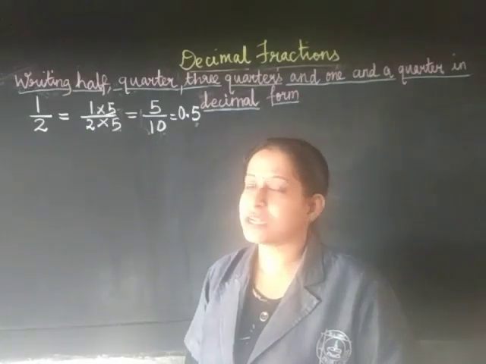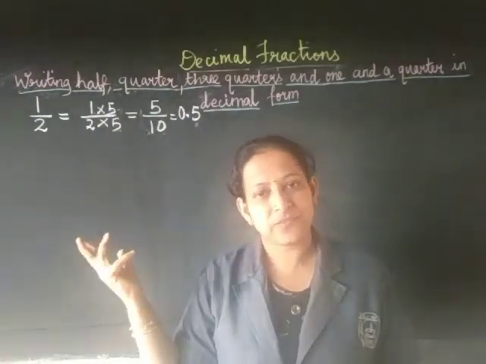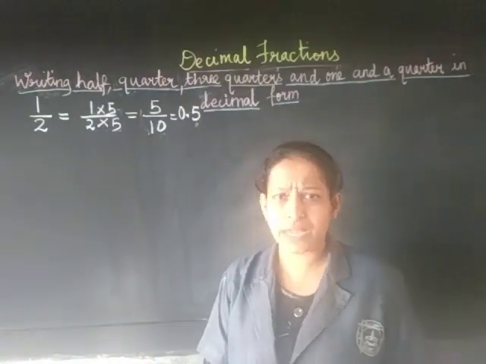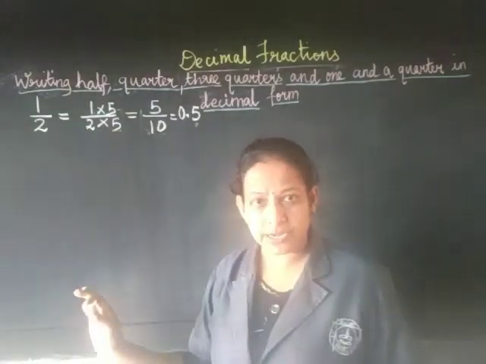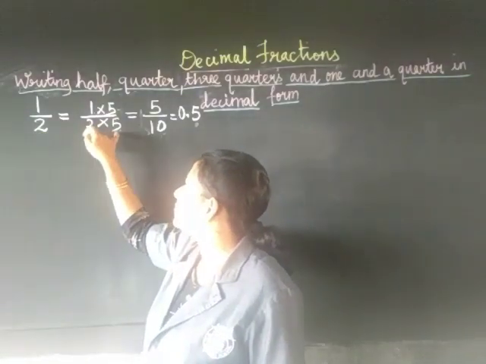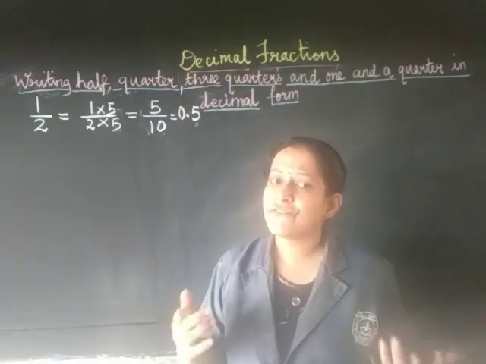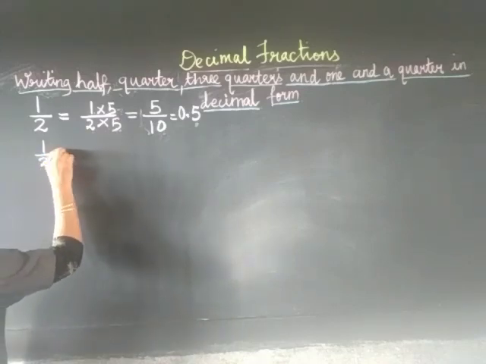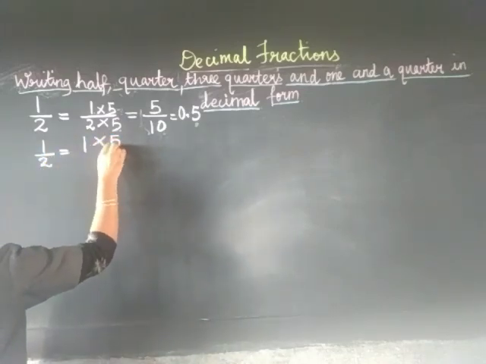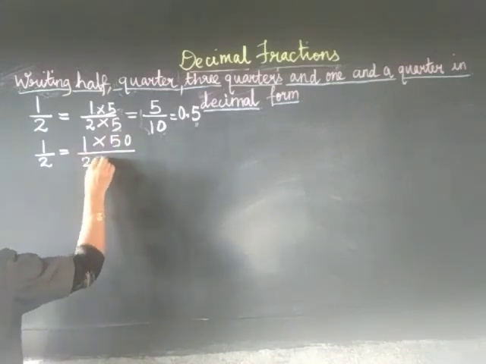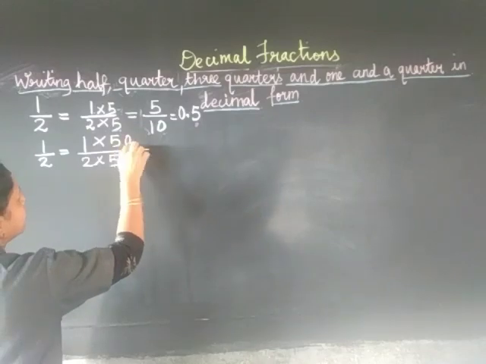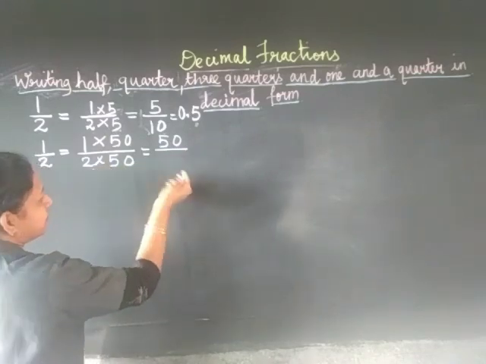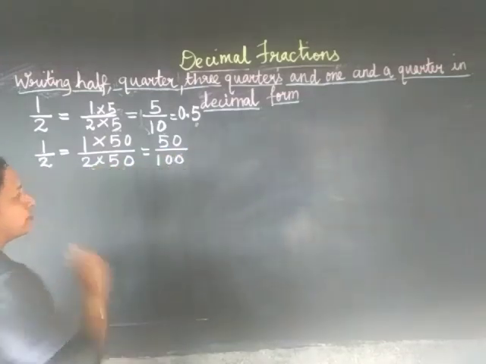So isn't it easy to convert half into a decimal form? Yes, very easy. You just have to make the denominator either 10 or 100 or 1000 and so on. So here I can make the denominator even 100. But if I want this 100, instead of multiplying 5, I will have to multiply with 50. So let's do like that. So 1/2 is equal to 1 multiplied by 50 upon 2 multiplied by 50. So the answer will be 50 multiplied by 1 is 50, upon 2 multiplied by 50 is 100.